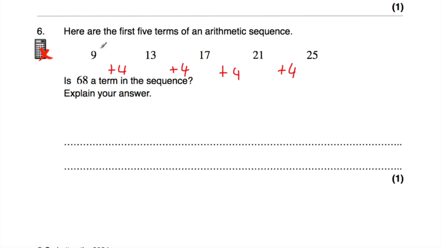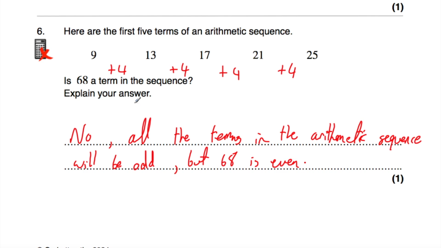We're adding 4 each time, and if you have a look at the numbers in the sequence, 9, 13, 17, 21, 25, they're all odd. So if we keep adding 4s, it's just going to be odd every single time. So 68 will not be in the sequence, because 68 is even, and all these numbers are odd. So let's explain that. I've just explained that no, all the terms in the arithmetic sequence will be odd, but 68 is even. Okay, let's look at our next question, question number 7.